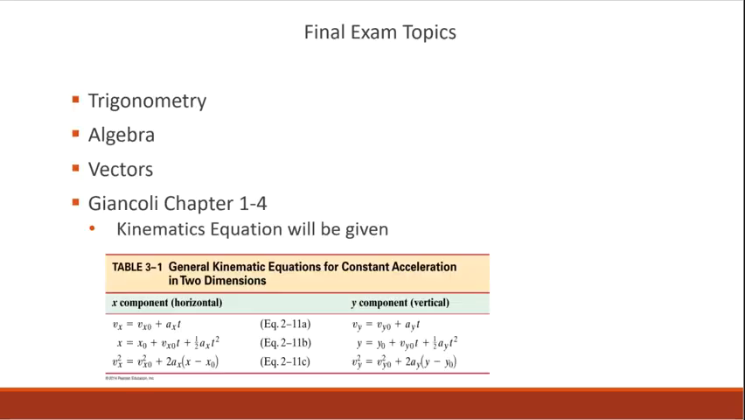Okay, so final exam topics: trig, algebra, vectors, and Giancoli chapter 1 through 4. Kinematic equations will be given, so something like this will be given.